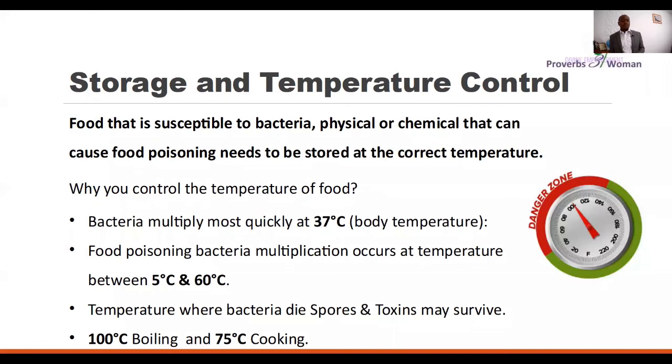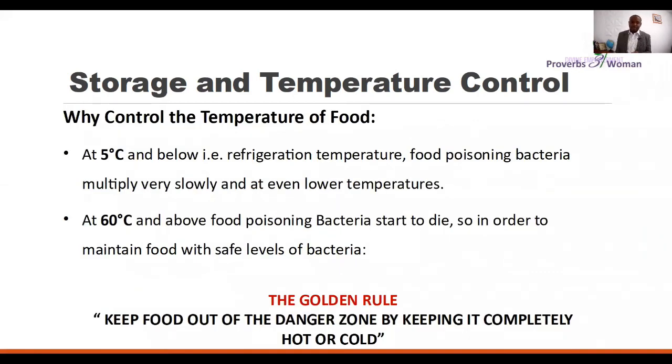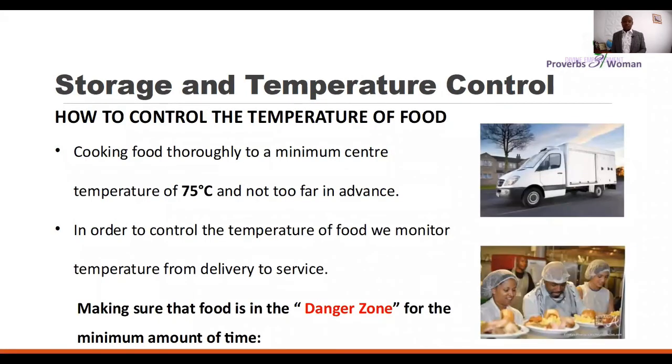Now, I'm going to repeat it again. So we said food poisoning bacteria multiply very quickly between 5 to 60 degrees. So remember, at 75 degrees or 74 degrees, that's the cooking temperature. 63 degrees, that's a hot holding temperature when you're serving food. And 100 degrees, that's what we call the boiling point. So remember the golden rule: keep food out of the danger zone by keeping it completely hot or cold. Okay, so that's the danger zone.